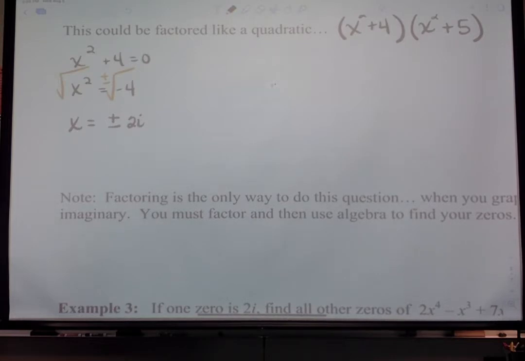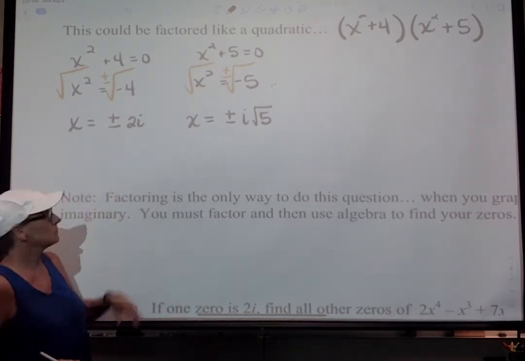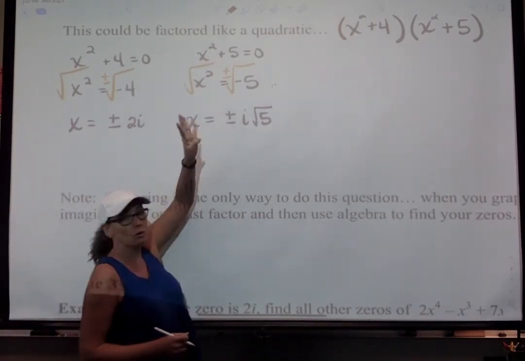Let's do the next one. X squared plus 5 equals 0. X squared equals negative 5. Square root both sides. How many zeros did we just find? 1, 2, 3, 4. We found 4.